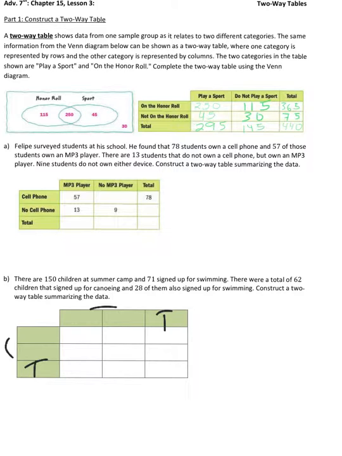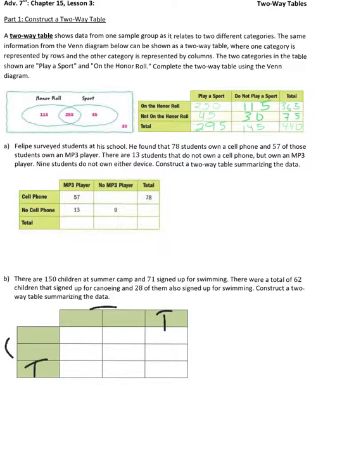So that sounds like that's it. That's the end. 78 is the total that own a cell phone. Of that 78, 57 of those own an MP3 player. So that pulls my data: 78 total, but 57 own an MP3 player. So now I can fill in cell phone and MP3 player.